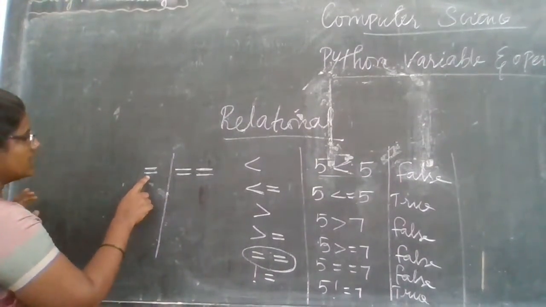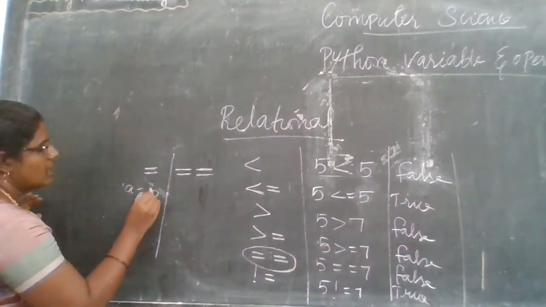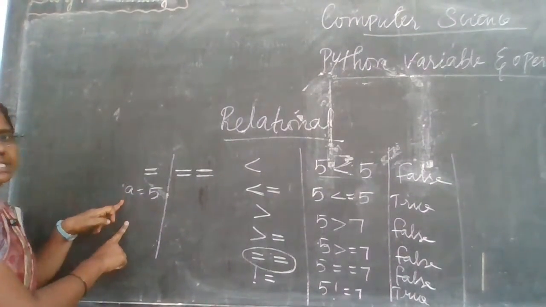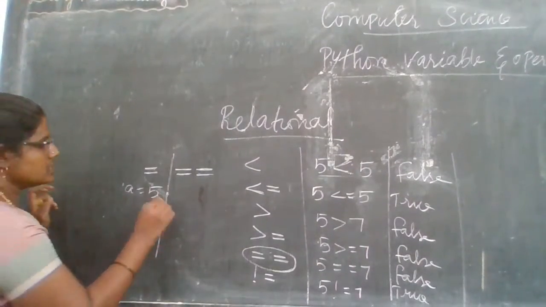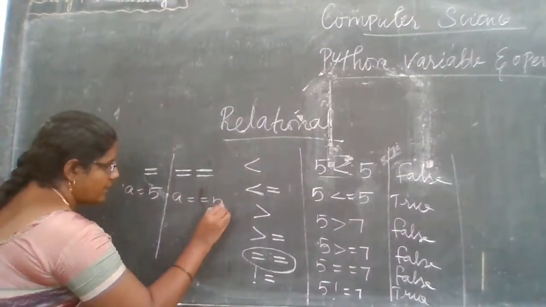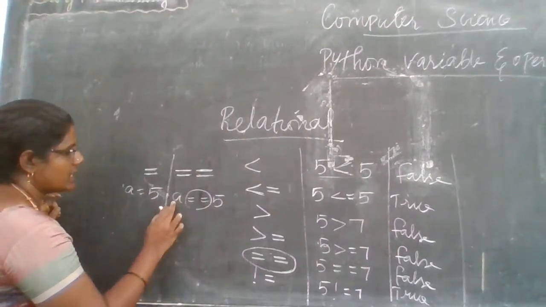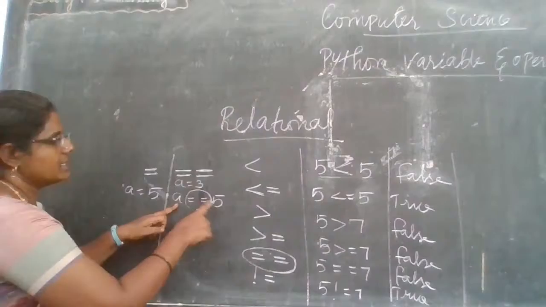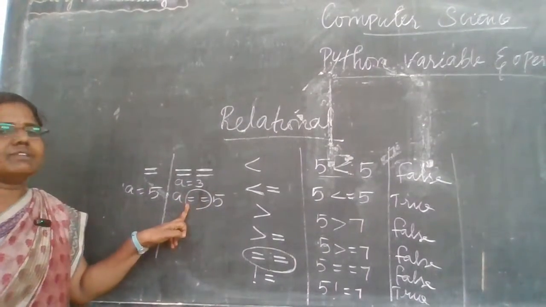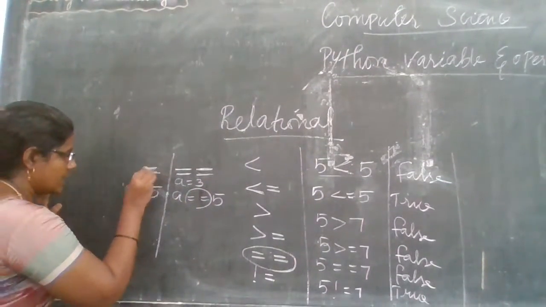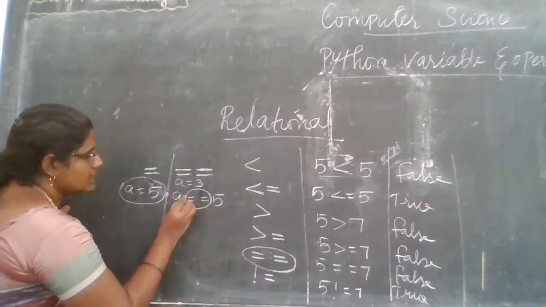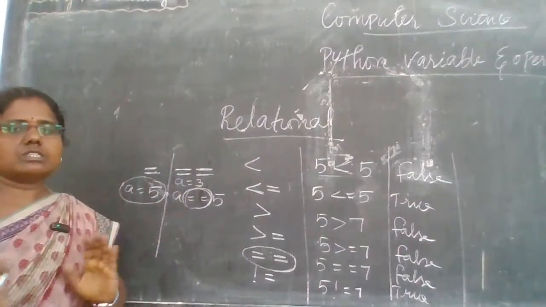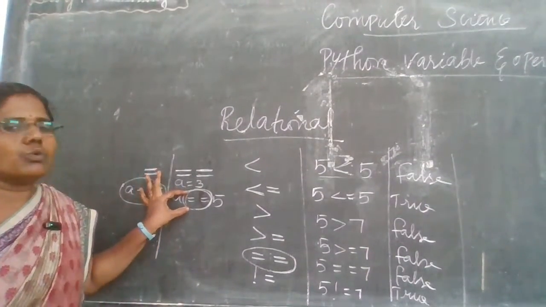What is the purpose of the assignment operator? It assigns a value to a variable. For example, if I use a equal to 5, the value 5 will be assigned to the variable a. If I use a double equal to 5, the operator checks whether both values are equal. For example, if a is assigned the value 3, then 3 double equal to 5 returns false. So the single equal to operator is used for assignment. The double equal to operator is used to check whether both values are equal or not. It returns the value true or false.